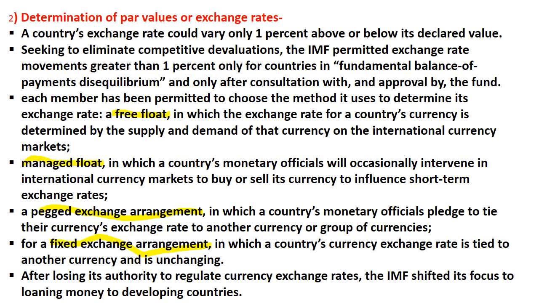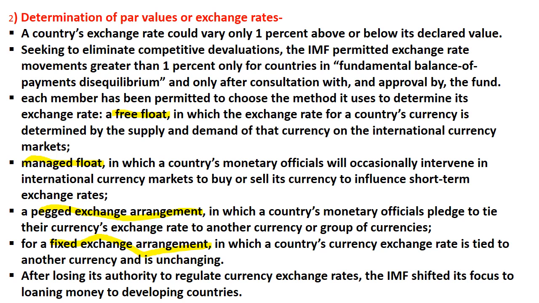And for determining the exchange rate, the country can choose a method, and those methods include free float, managed float, pegged exchange arrangement, or fixed exchange arrangement. Free float is where the exchange rate of a country's currency is determined by the supply and demand of that currency on the international currency market. Right. In managed float, the country's monetary officials will intervene in the international currency market occasionally, either by buying or selling its currency, to regulate the short-term exchange rate.